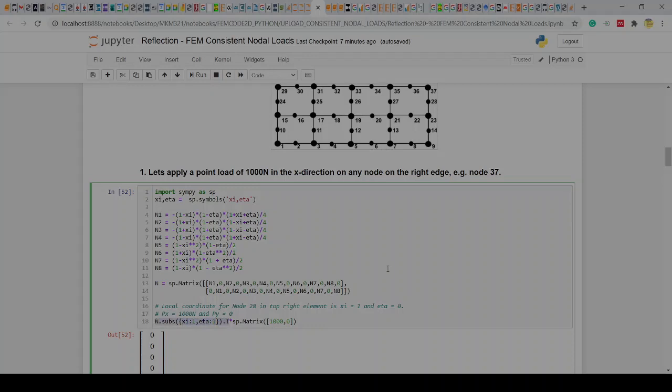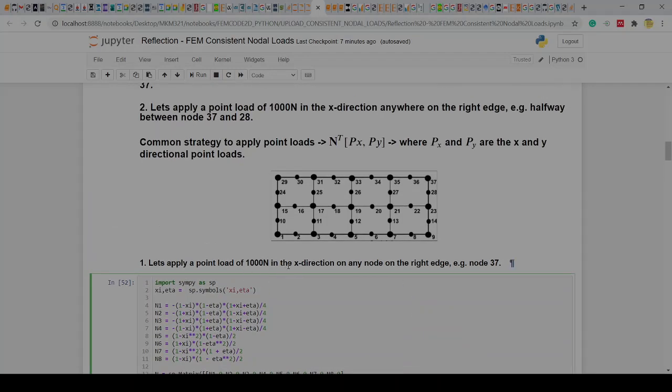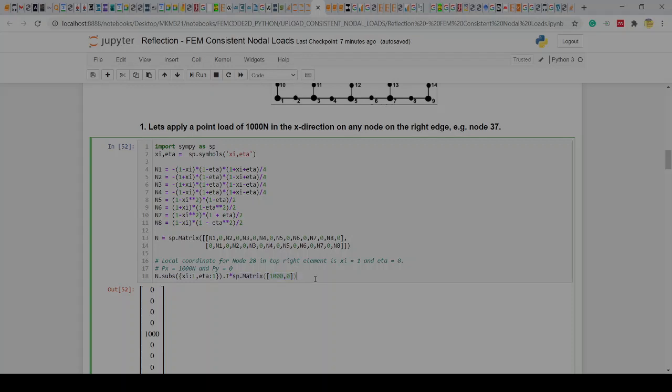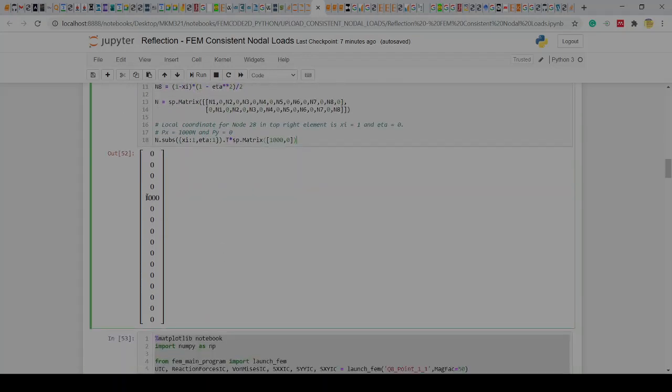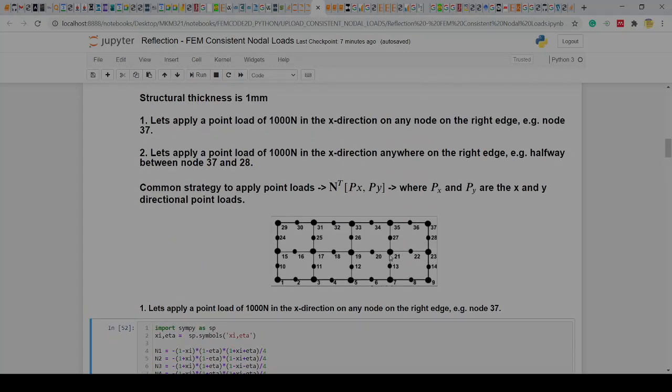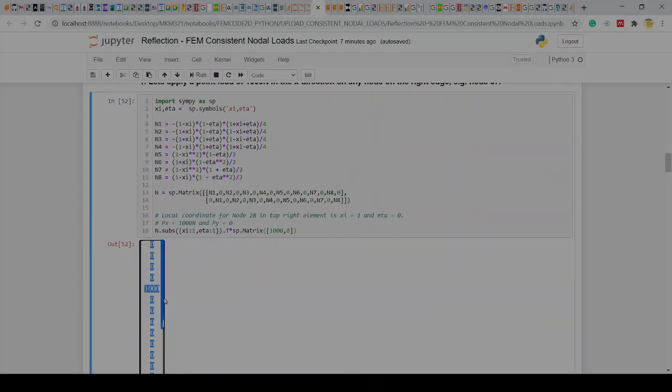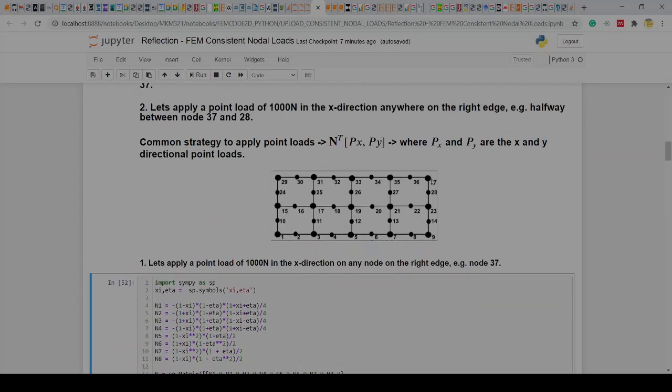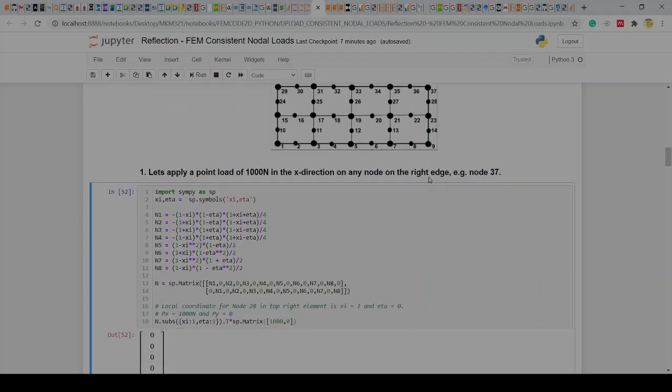Take the transpose of that matrix and multiply it by my point load, which is 1,000 in the x direction and 0 in the y direction. That's why I put 1,000, 0. And if I do that, then what I see is essentially I need to apply 1,000 newtons on node 1 x and y, node 2 x and y, node 3 x and y, and the x is 1,000 and the y is 0. So I just need to put 1,000 on node 37. And that's what I have to do to be able to apply this loading.